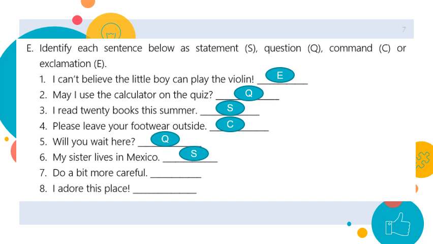7, do a bit more careful. Do a bit more careful. I'm giving an order, and my sentence starts with the verb here, with a complete idea. Then it is a command. 8, I adore this place. So I'm expressing my feelings toward this place. Then it is an exclamation. Clear? Let's continue.